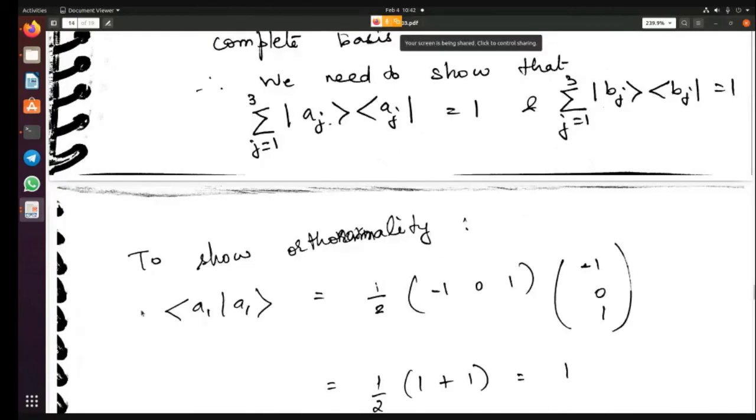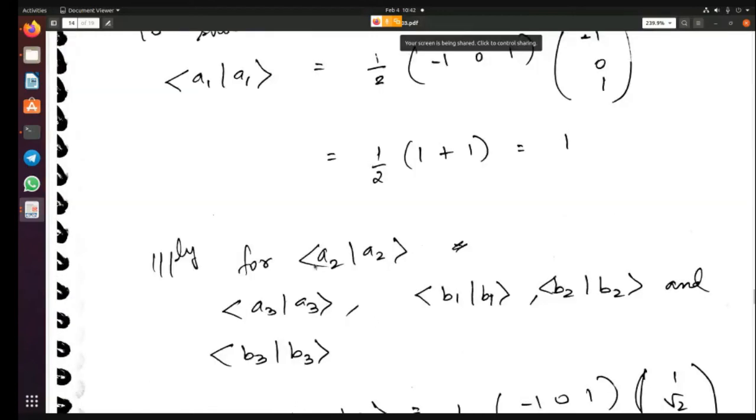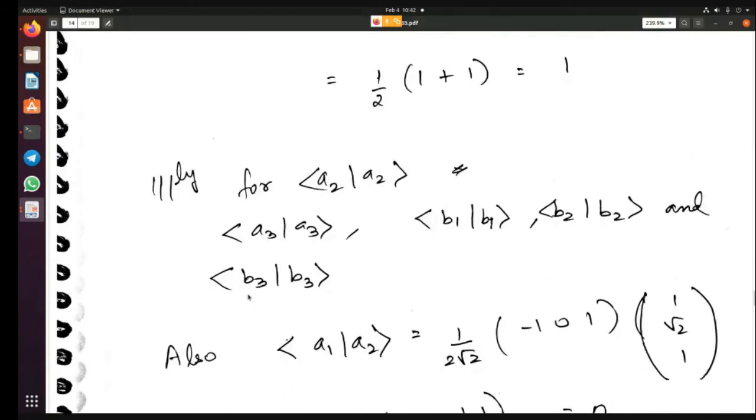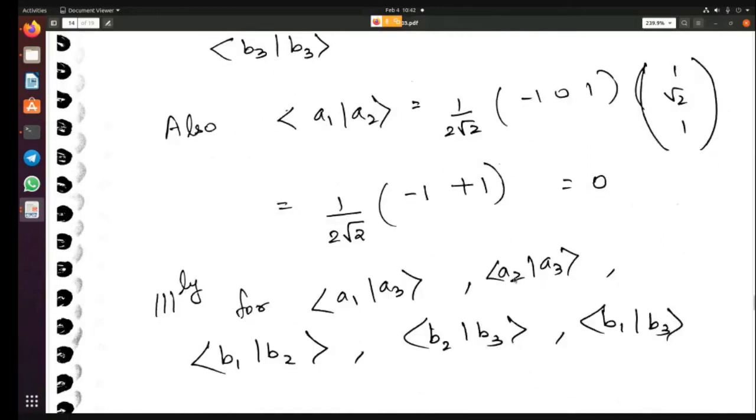So you can calculate, right? To show orthonormality, you need to calculate the scalar products. Basically, you have to do the matrix multiplication, so multiplication between the row vector and the column vector. See if it gives you 1. If it gives you 1 for each of the terms, A1A1, A2A2, A3A3, and B1B1, B2B2, B3B3, then it is normalized. And second, if all the cross terms, A1A2 and so on, you get as 0, then it is orthogonal as well. So ultimately, both these conditions imply that these state vectors are orthonormal.